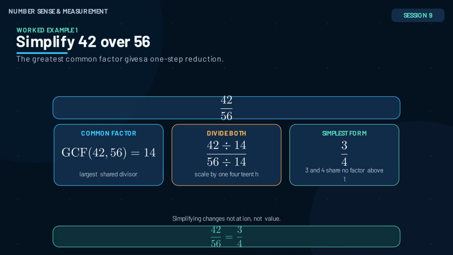Simplify 42/56. The greatest common factor of 42 and 56 is 14. Divide both numerator and denominator by 14. 42 divided by 14 is 3, and 56 divided by 14 is 4. The simplest form is 3/4 because 3 and 4 share no positive factor greater than 1.